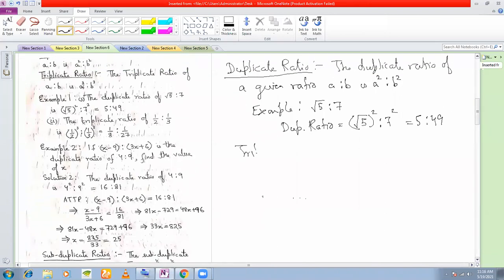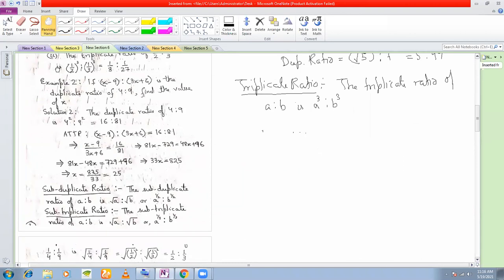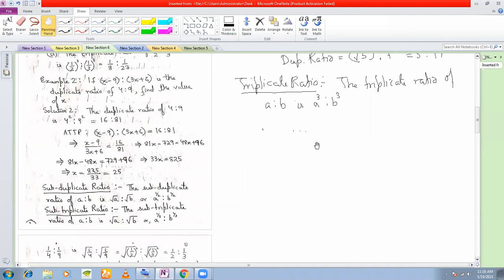Triplicate ratio is very similar to the concept of duplicate ratio, except that here we cube the antecedent and the consequent. The triplicate ratio of a is to b is a cube is to b cube. It's a very similar concept. Let us move on to this problem here, based on duplicate and triplicate ratio.